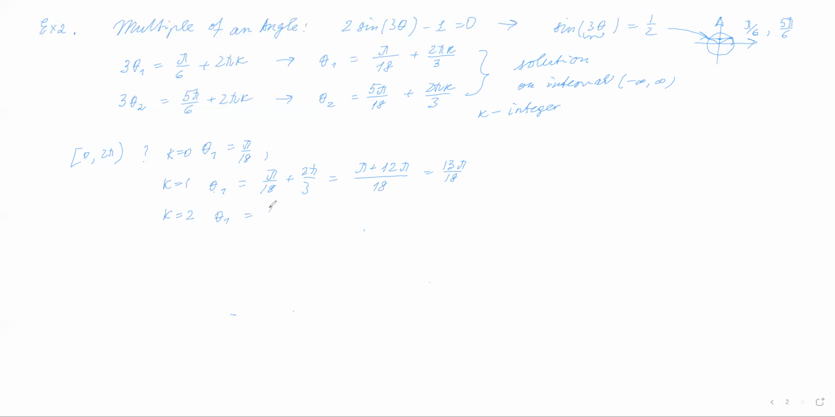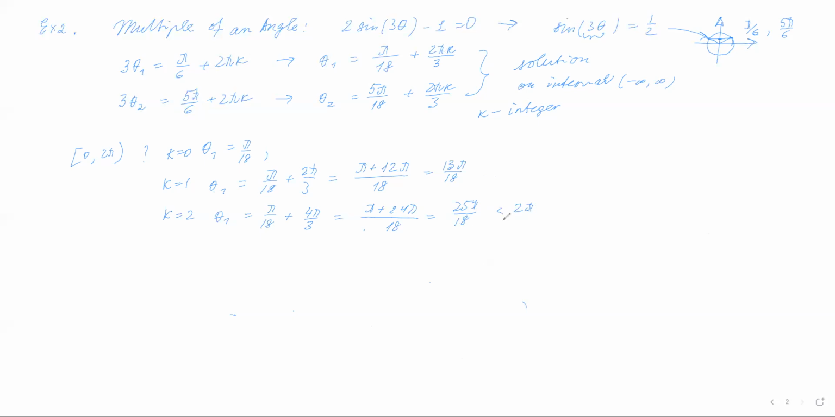Theta 1 is going to be pi over 18 plus, if I put k equals 2 into my formula, 4 pi over 3. Is it still going to be within our interval from 0 to 2 pi? Well, check it. Again, multiply this fraction by 6 to bring it to a common denominator. So we're going to have 24 pi over 18, so it's 25 pi over 18. Is it still less than 2 pi? Yes, guys. It's still less than 2 pi.